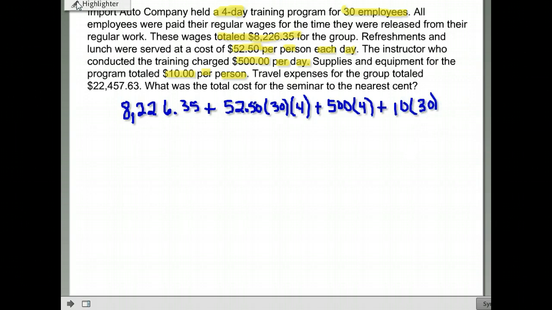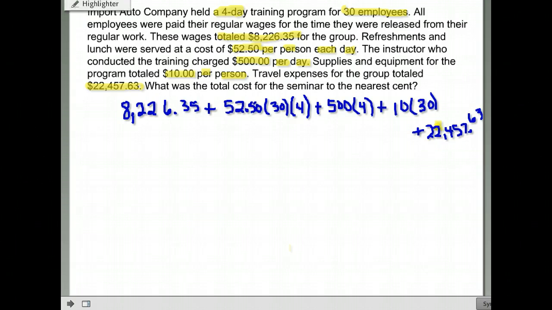And we're almost to the bottom. Travel expenses for the group totaled $22,457.63. So that again was a total. It wasn't per person per day. So we're just going to add that amount to our total also. I ran out of room, however, so it's going to look kind of funny. So we're also going to add this $22,457.63. Okay, let's do all of our multiplications.